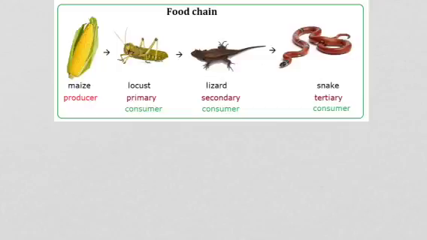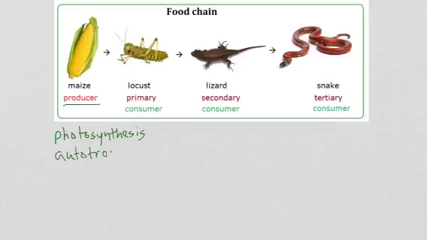And the reason it starts with producers is because producers can make their own food. They do this through a process called photosynthesis. And we saw in the matter cycle that plants are able to use the energy from the sun to create their own sugars. Okay, and they feed themselves by eating the sugars that they make. We say that plants are autotrophs.